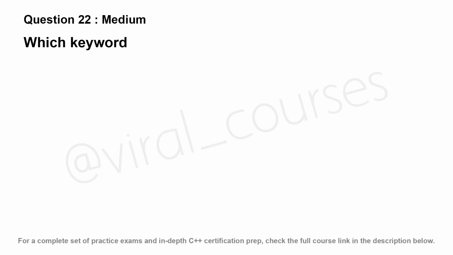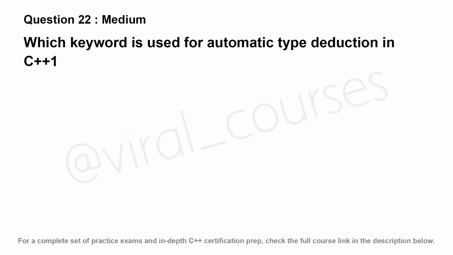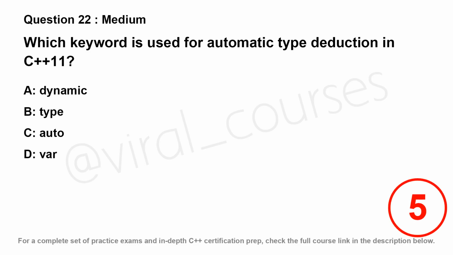Which keyword is used for automatic type deduction in C++11? Option A, dynamic. Option B, type. Option C, auto. Option D, var.